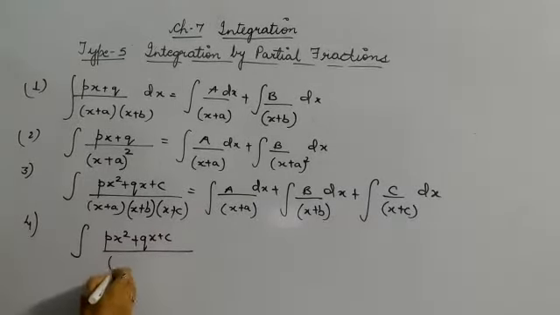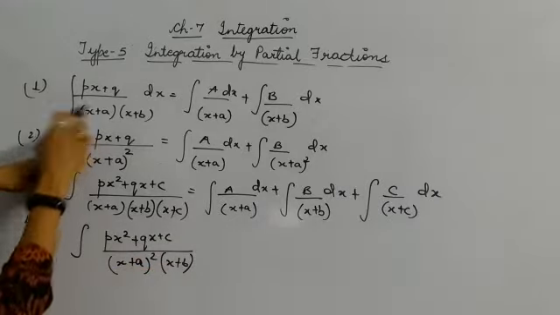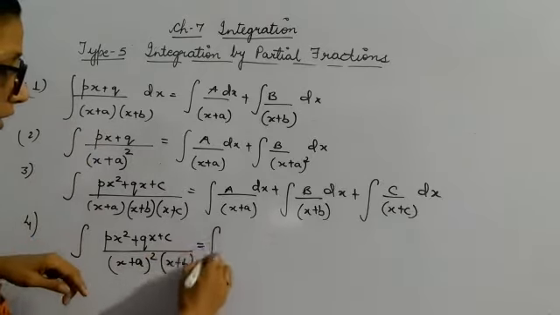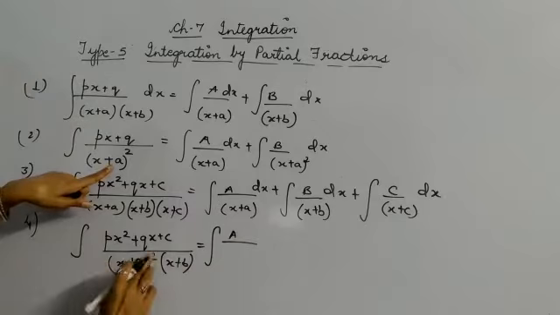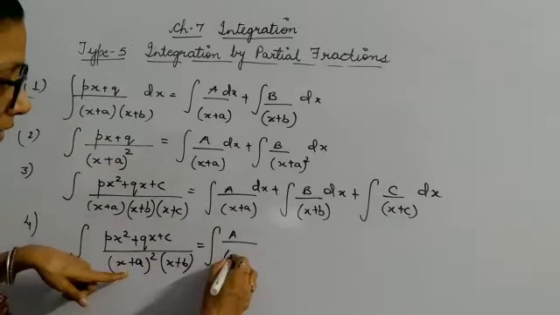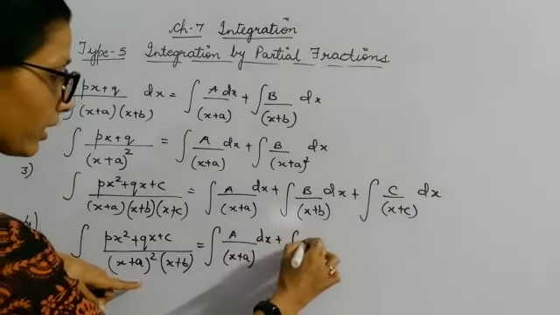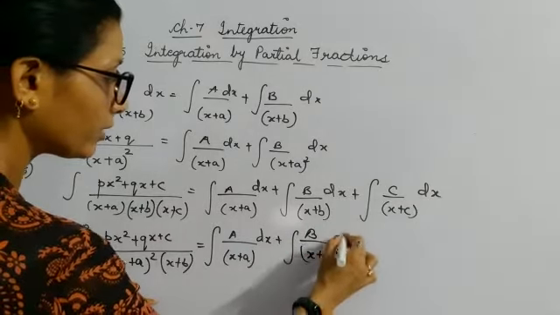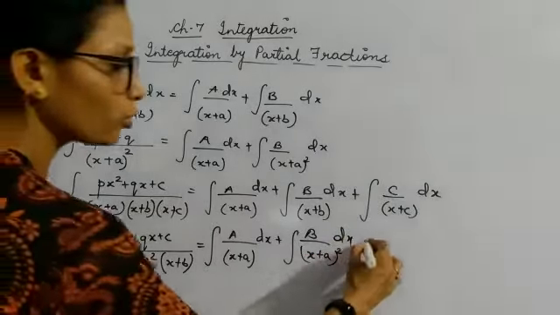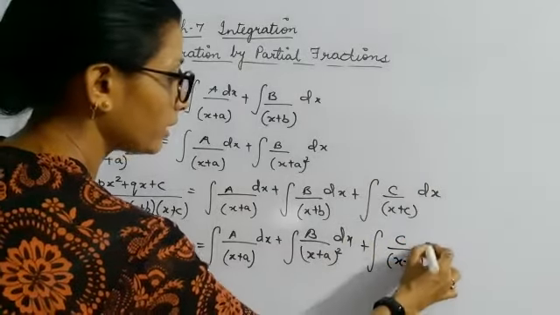In the fourth type, you have integration of (px square plus qx plus c) upon (x minus a) or (x plus a) whole squared times (x plus b). If this combination is given, then you can write it as follows. Just now I told you whenever you have a factor raised to a power, you write first power 1 and then B upon (x plus a) whole squared, and here one more factor is given, so you add one more constant to it, so it will be C upon (x plus b) dx.